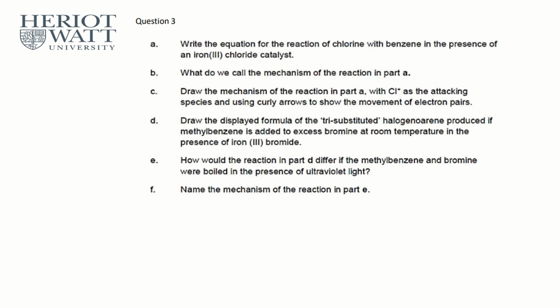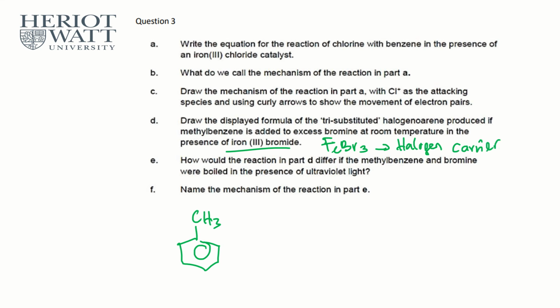Draw the displayed formula of the tri-substituted halogenoarene produced if methylbenzene is added to excess bromine at room temperature in the presence of iron(III) bromide. Now methylbenzene is something like that, CH3 attached to a benzene ring. That's what we call methylbenzene. And when you react with bromine in excess, and in the presence of FeBr3. Now again, FeBr3, what is that for? This is the formula, and this is actually again a halogen carrier. And why do we need a halogen carrier? Because we want to polarize the bromine so that the bromine will form a strong electrophile, Br positive, so that it can attack the ring.